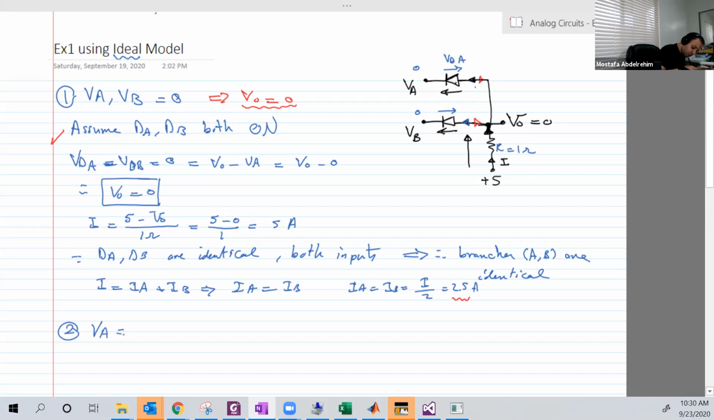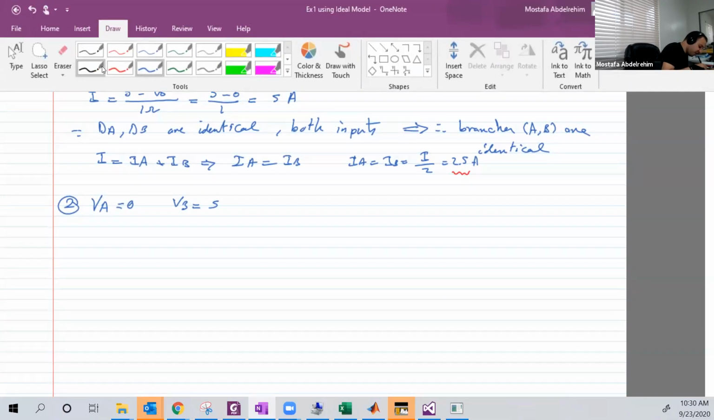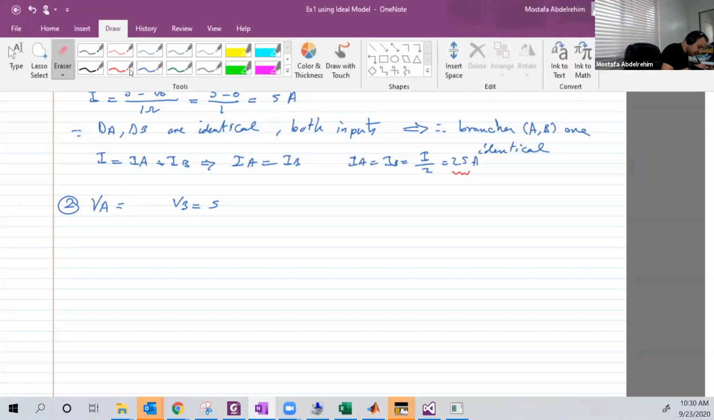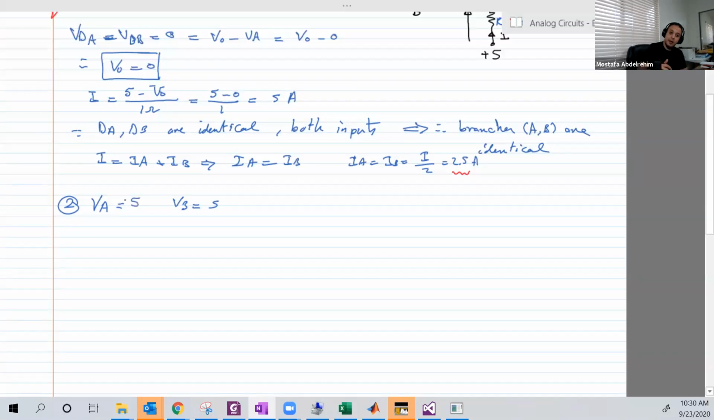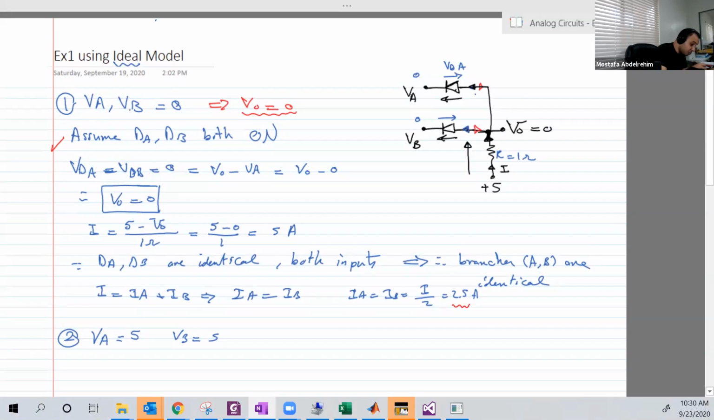Okay, so let's continue with number B, or number 2. VA is equal to 0, but VB now is equal to 5. Let's do the 5 and 5, because this will ease out the last two states for the inputs. So we discovered that when both inputs are 0, both diodes were on. Let's now do something different, with both inputs at 5.